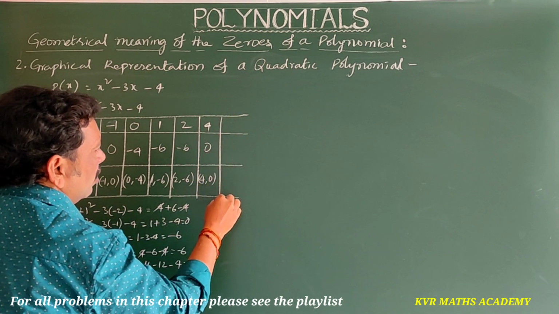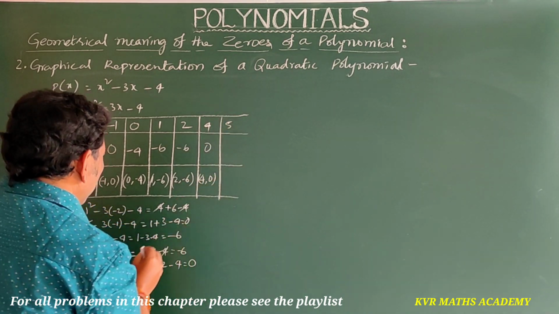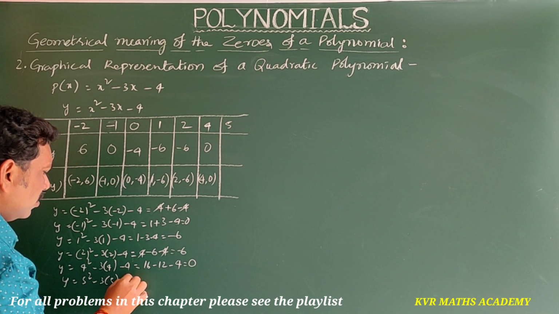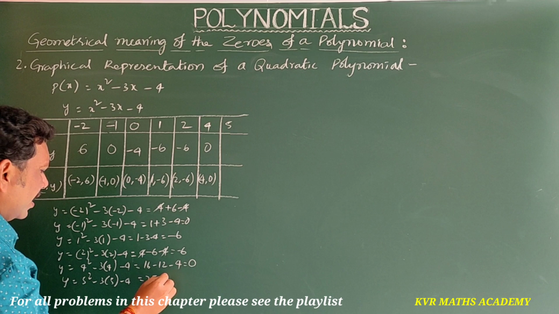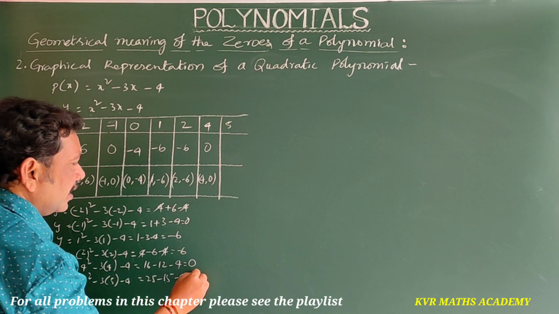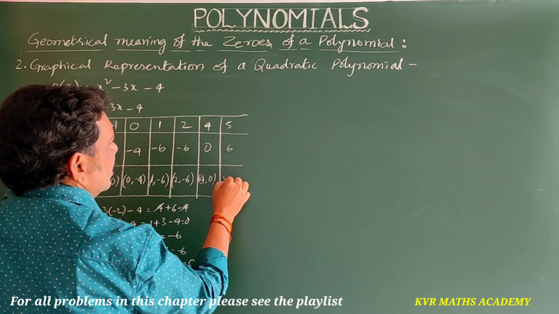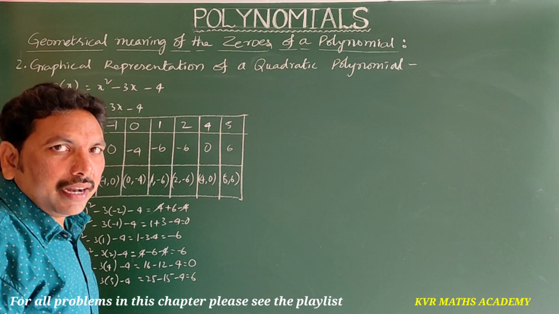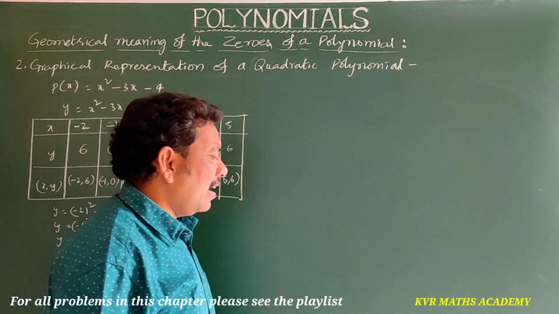So take another value, 5. Yes, y is equal to 5 square minus 3 into 5 minus 4. 5 square is 25 minus 3 fives is 15, minus 4. 25 minus 19, yeah, 6. So the point is (5, 6). 5 comma 6 has come, right? Understood? Okay, now draw the graph.